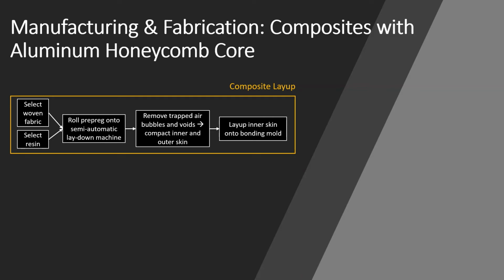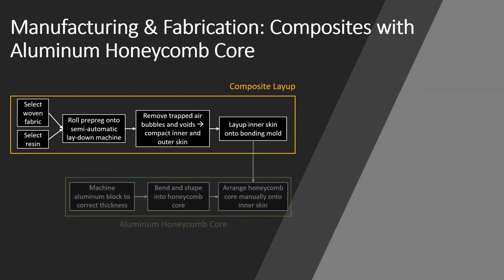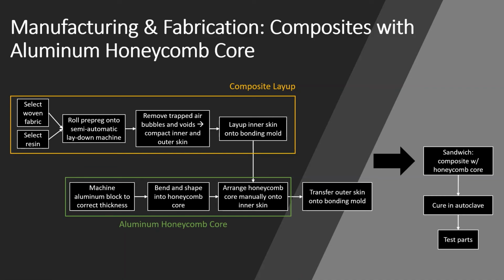A composite layup is initially done, which consists of selecting a woven fabric and resin, and afterwards the prepreg is rolled onto a semi-automatic lay-down machine where the voids are removed. The inner skin will then be transferred onto the bonding mold. In conjunction with the layup, an aluminum block can be machined to a desired thickness and will subsequently be shaped into a honeycomb structure and arranged on the layup. The outer skin will then complete the sandwich structure, and the parts will be cured in an autoclave and tested afterwards.